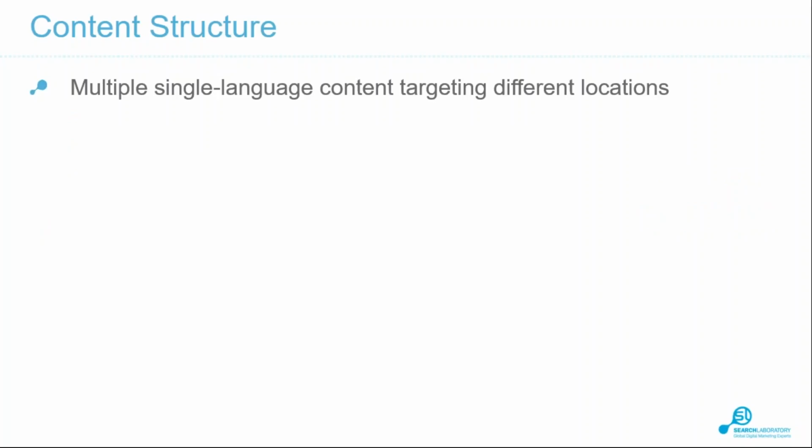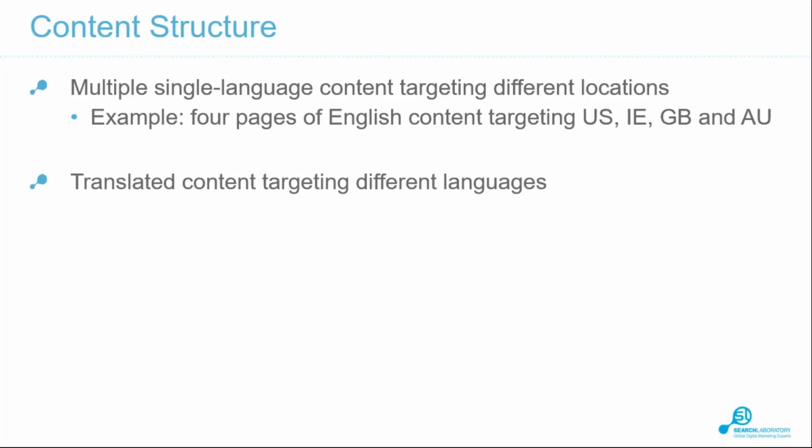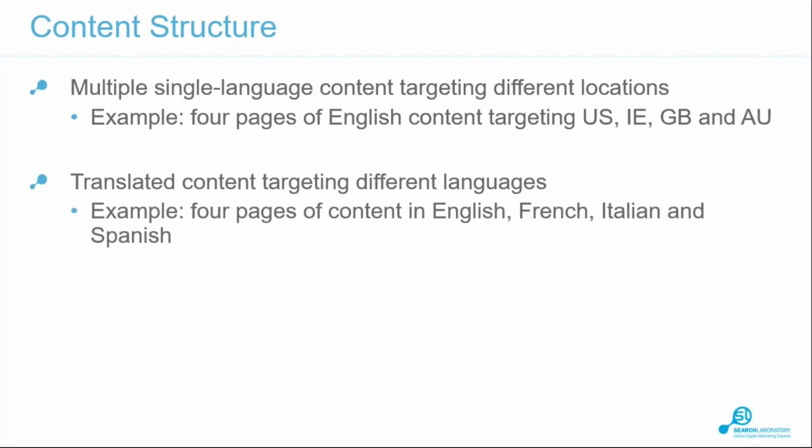The first approach would be to have multiple single language content targeting different locations. An example would be 4 pages of English content all targeting the US, Ireland, Great Britain and Australia. You might also have fully translated content which targets different languages and potentially different countries as well. An example would be 4 pages of content, one in English, one in French, one in Italian and one in Spanish.